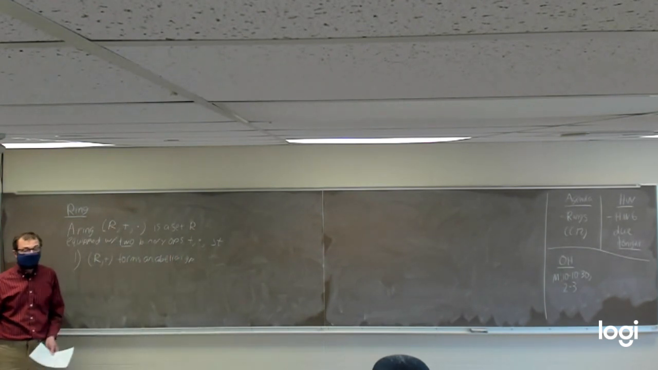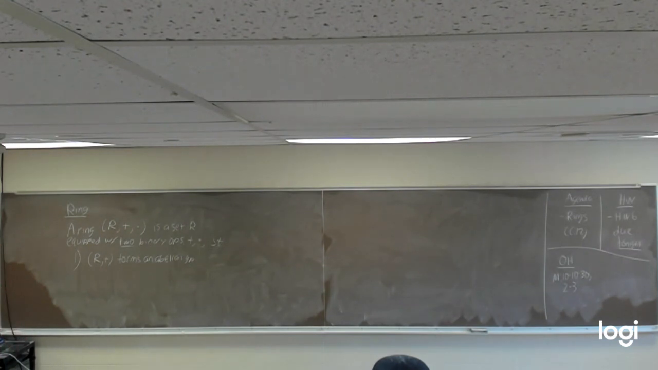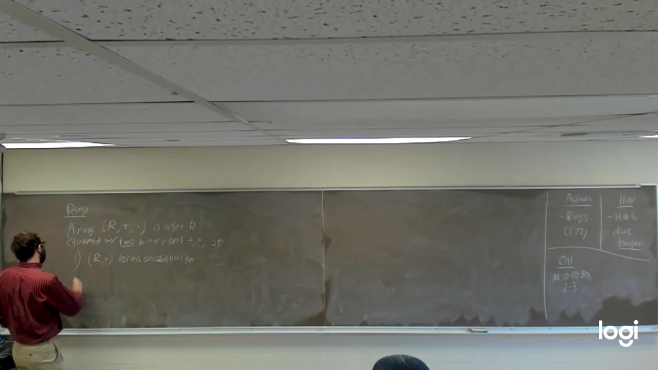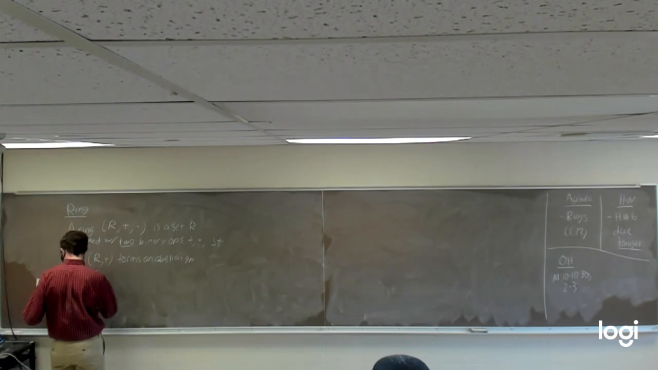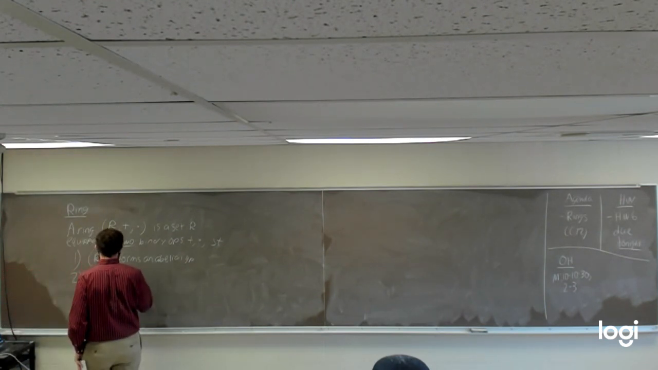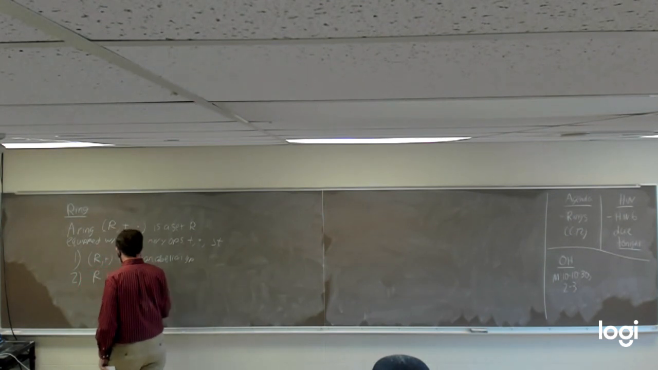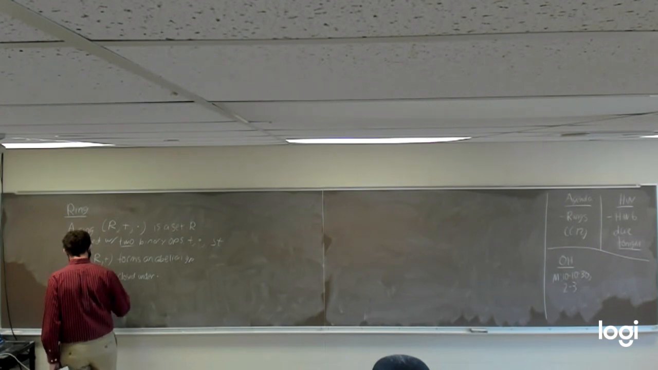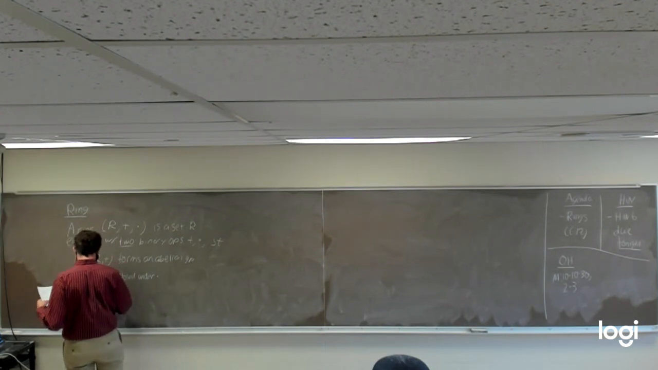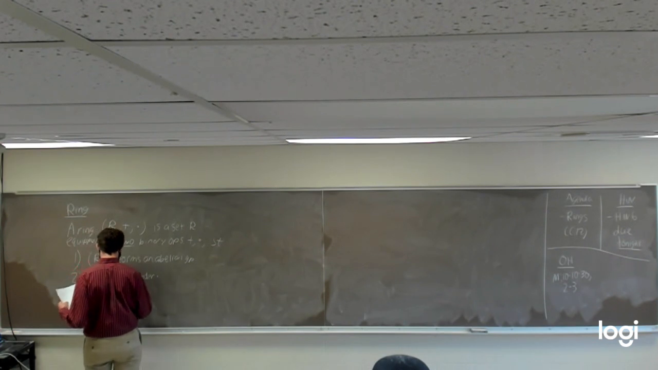So that automatically means that R has to have closure under addition. If you add any two elements in R, you'll get back something in R. It's going to have associativity. Addition's associative. It's going to have an additive identity element, and it's going to have additive inverses. Second condition is that R is closed under multiplication. And third, I'm going to say multiplication is associative on R.